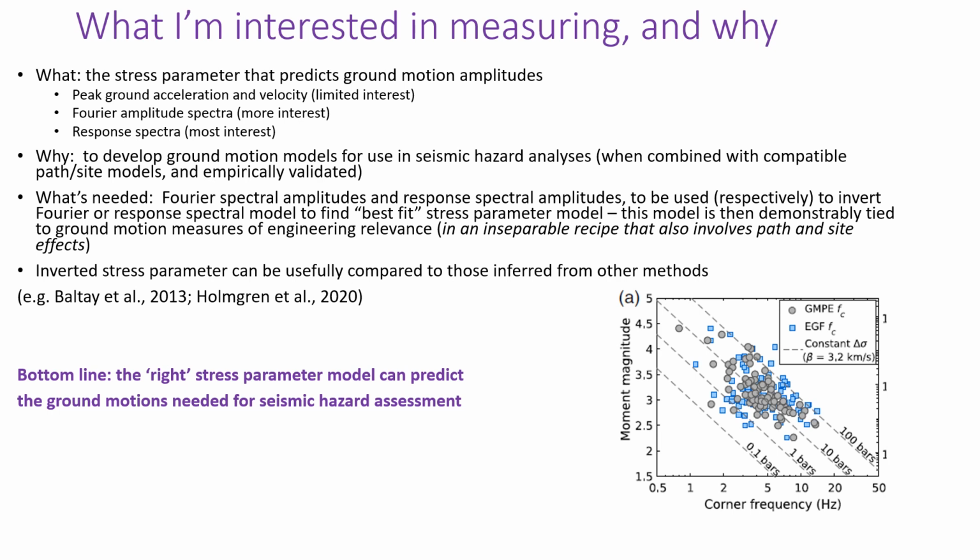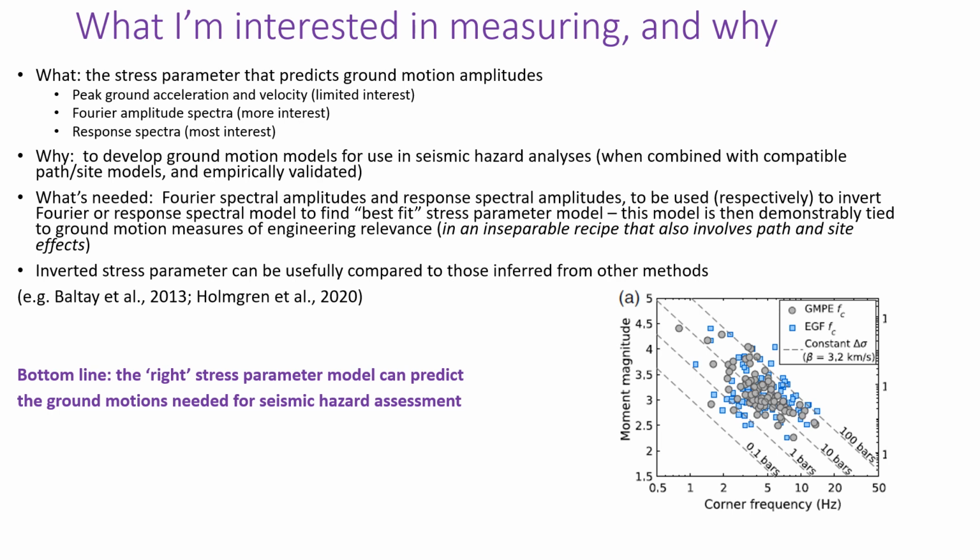What I'm interested in measuring when I talk about stress drop is the stress parameter that will predict ground motion amplitudes. That might include acceleration and velocity, which has limited interest, Fourier amplitude spectra, which have more interest, and of most interest still in the engineering community is response spectra. The reason why is to develop those ground motion models for use in seismic hazard analyses. And a very important caveat is that that stress parameter has to be combined with compatible path and site models and empirically validated.